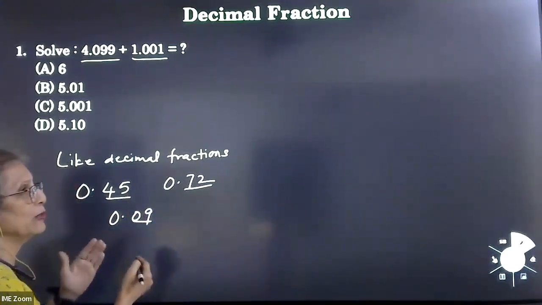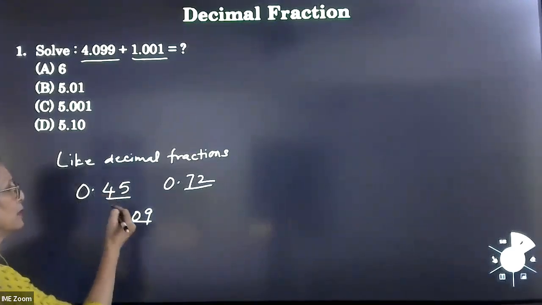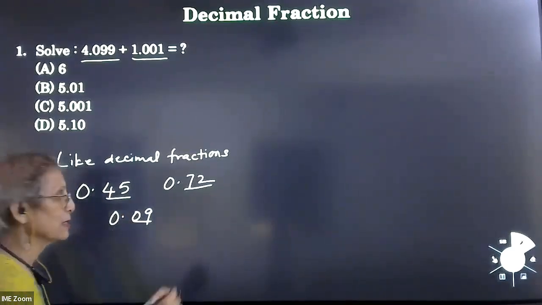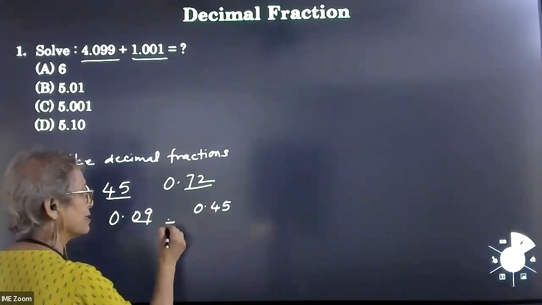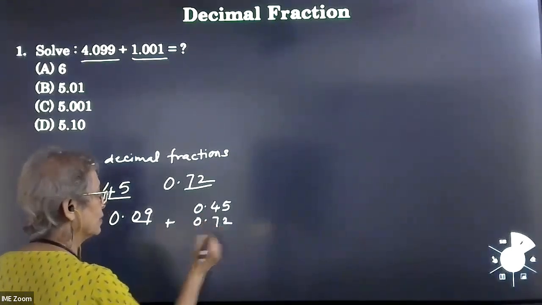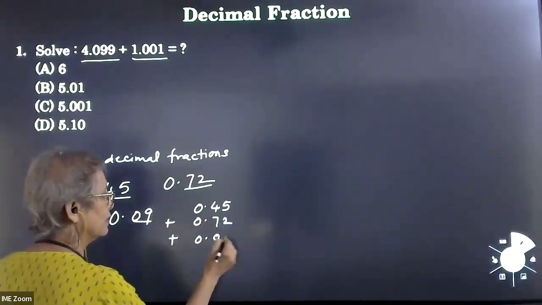You have to write them one below the other in such a way that the decimal point also should come one below the other. So here I can do like this: 0.45 plus 0.72 plus 0.09.